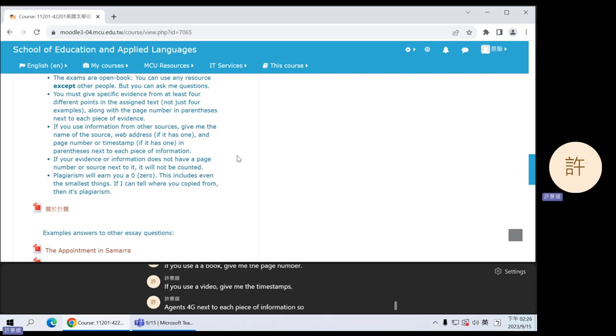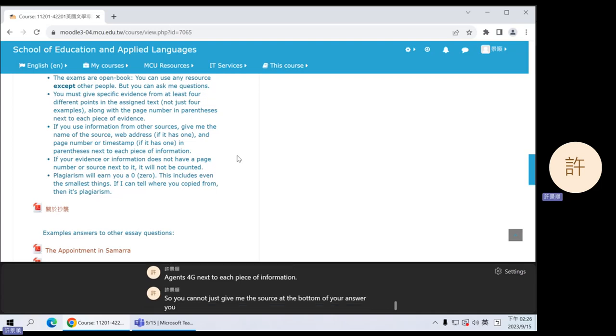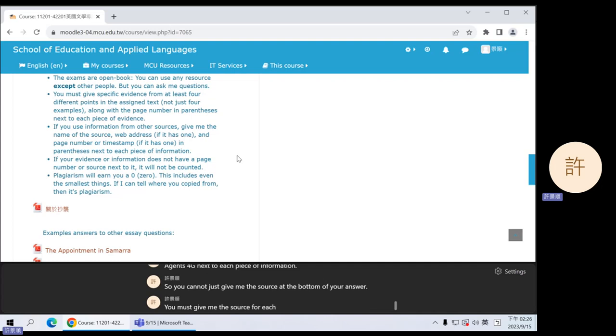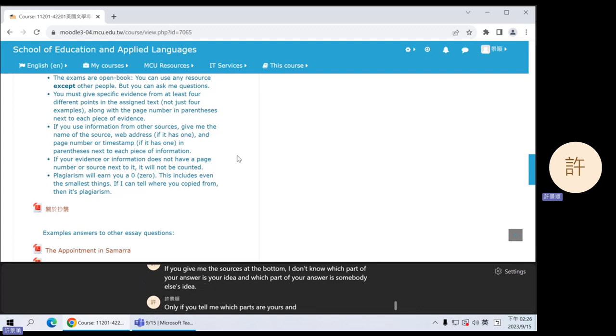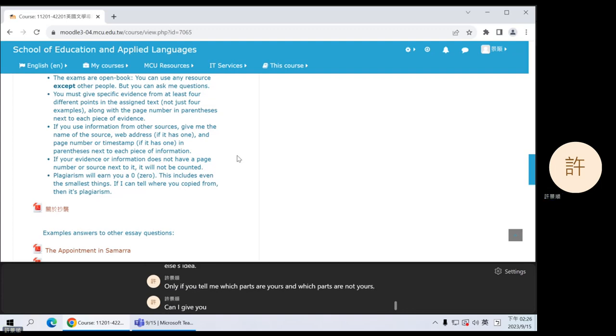So you cannot just give me the source at the bottom of your answer. You must give me the source for each individual piece of information. If you give me the sources at the bottom, I don't know which part of your answer is your idea and which part of your answer is somebody else's idea. Only if you tell me which parts are yours and which parts are not yours, can I give you a grade. So if you put all your sources at the bottom, I will pretend that you did not answer the question.